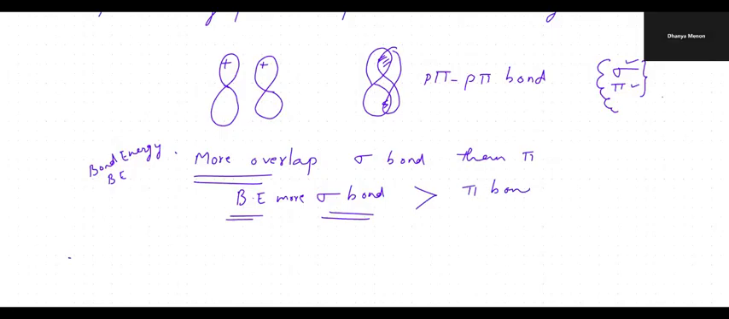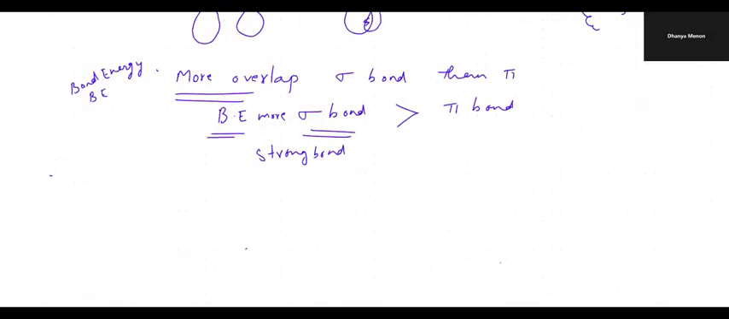Sigma bonds are very strong bonds. So what can we say about the bond length? Bond energy is more, and bond length is inversely proportional to bond energy, so bond length is less. This information is very, very important.